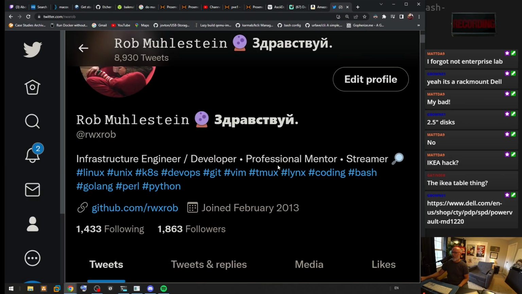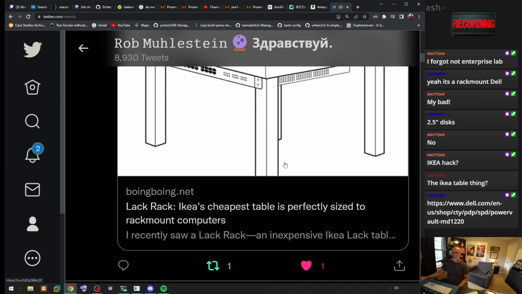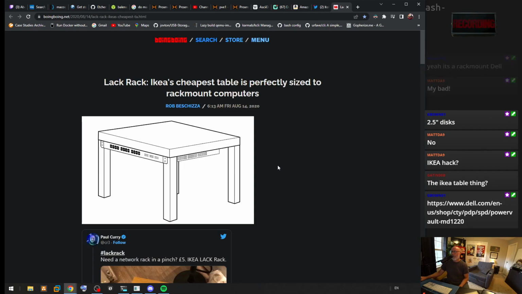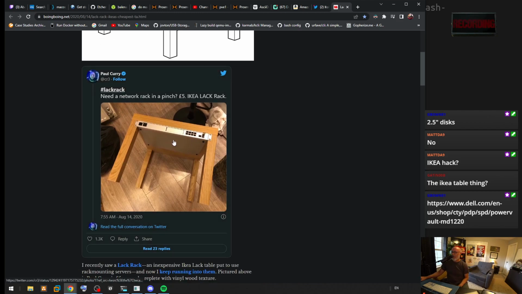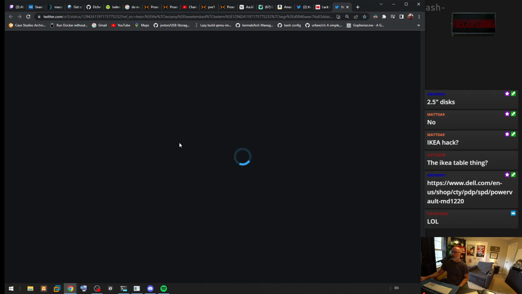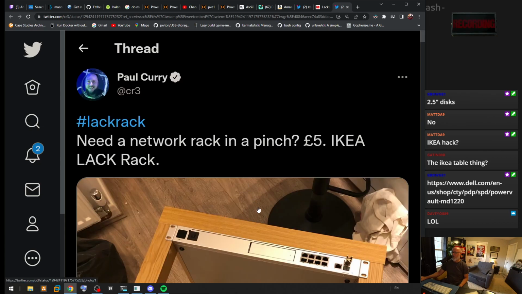So yeah, somebody sent this to me and it's pretty dang cool. We're looking at a LACK rack from IKEA. IKEA's cheapest table is the perfect size to rack mount computers. It is the exact perfect size to put a rack in.